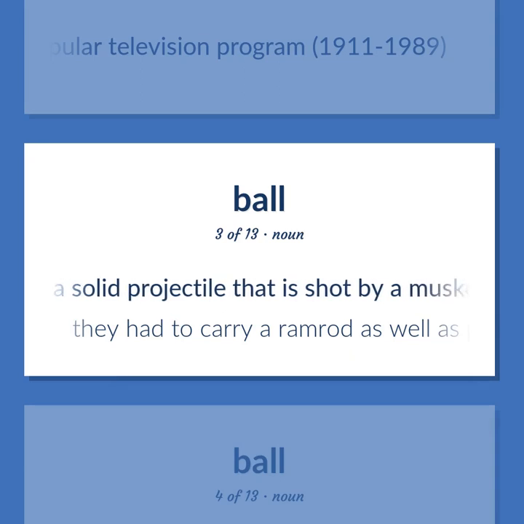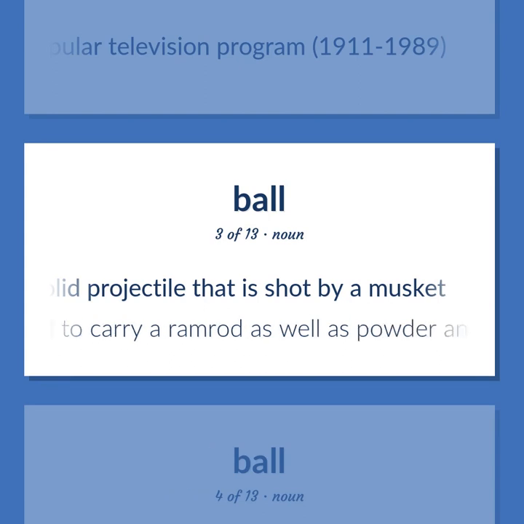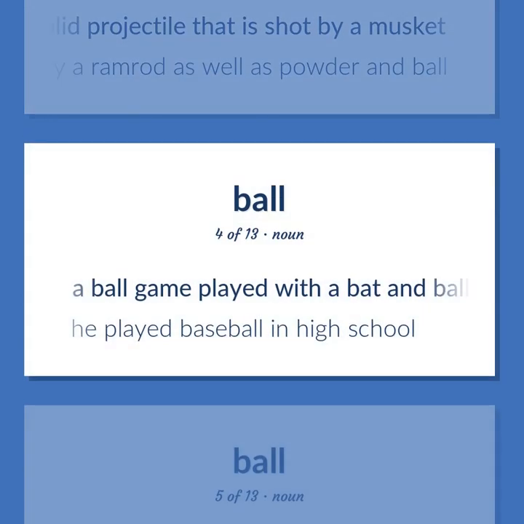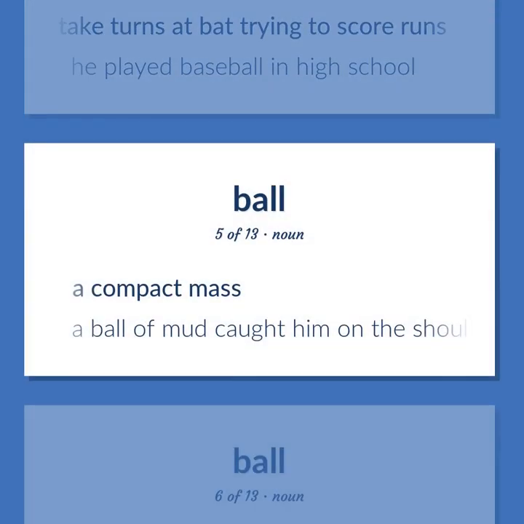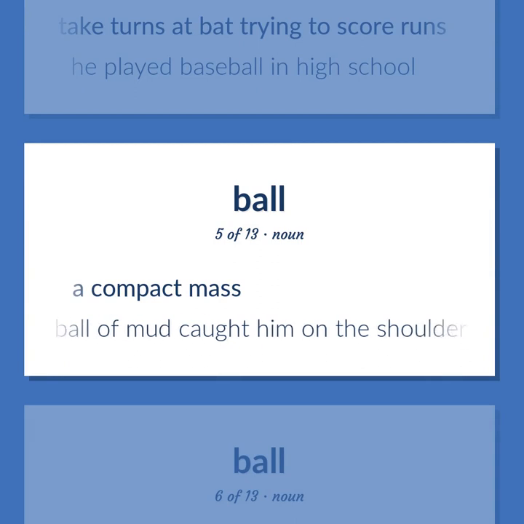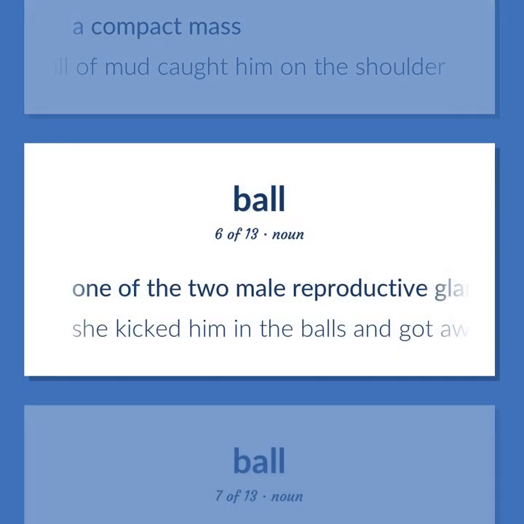A solid projectile that is shot by a musket. They had to carry a ramrod as well as powder and ball. A ball game played with a bat and ball between two teams of nine players. Teams take turns at bat trying to score runs. He played baseball in high school. A compact mass. A ball of mud caught him on the shoulder. One of the two male reproductive glands that produce spermatozoa and secrete androgens. She kicked him in the balls and got away.